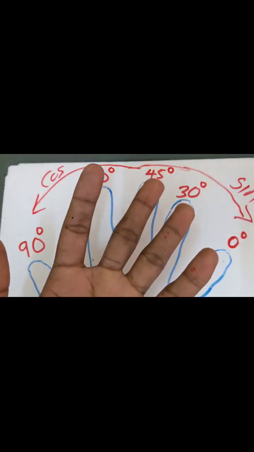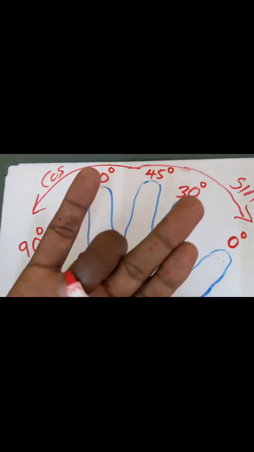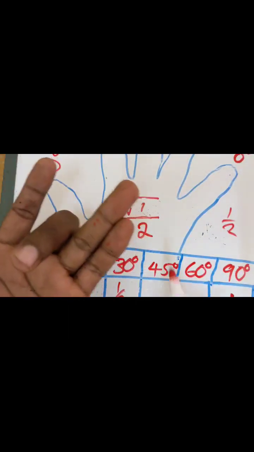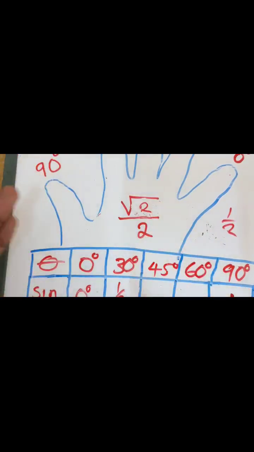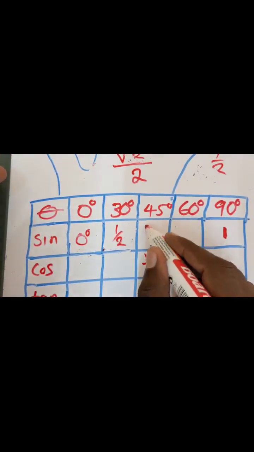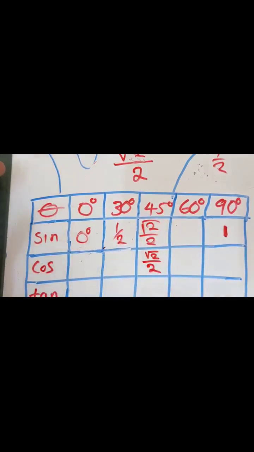1, 2, 3, 45. See this one. So how many fingers left? We have 2. So that means sine 45 is equal to root of 2 over 2. Okay, root of 2 over 2. So sine 45 is equal to root of 2 over 2. Okay, so sine 45, you realize that it is also equal to cos 45. Sine 45 is also equal to cos 45.